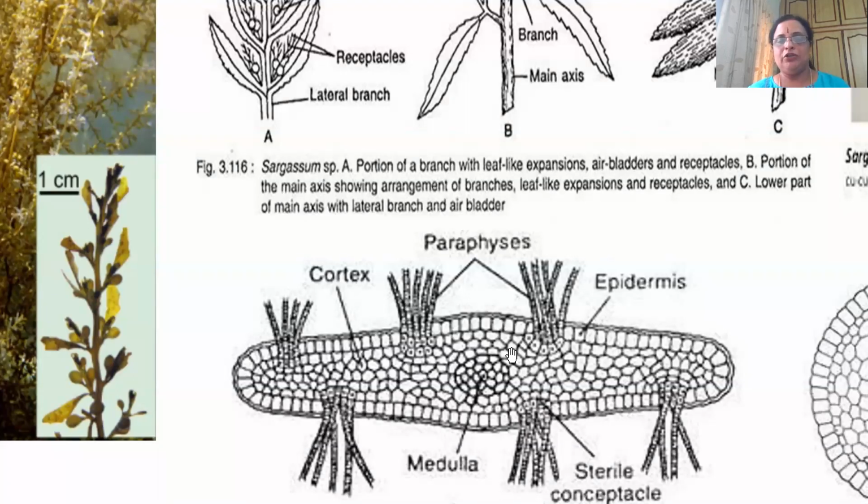The main function of having the sterile conceptacles is that they keep the receptacle moist. And also they have an ability of producing certain mucilaginous structures. Because of the production of this mucilaginous material, during unfavorable conditions also, the receptacle can survive because of the mucilaginous structures which have been produced by such sterile conceptacles.